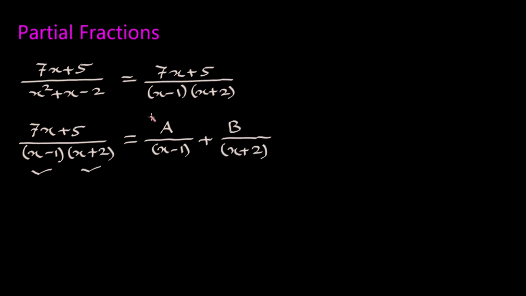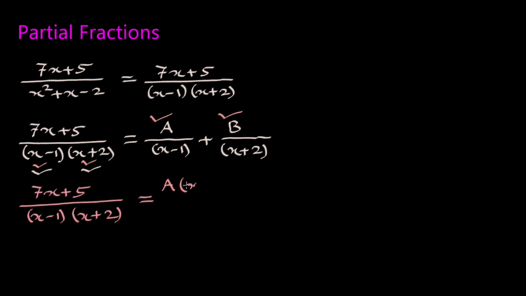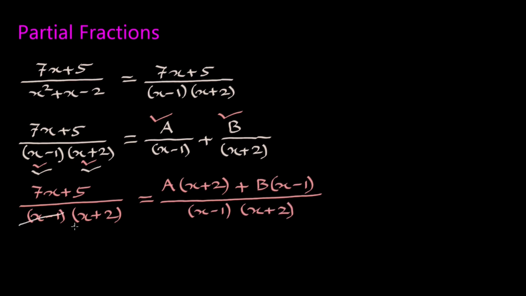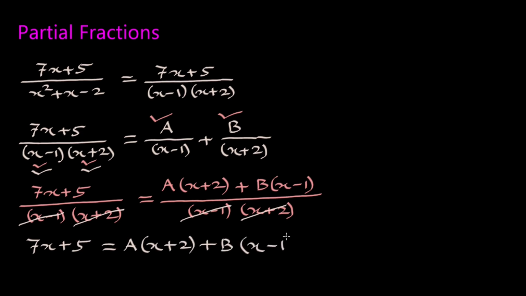Remember, there will be as many unknown constants as there are linear factors in the denominator. Since there are two linear factors, we have considered two unknown constants a and b. This will be equals a into x plus 2 plus b into x minus 1 upon x minus 1 into x plus 2. By cancelling denominator from both sides, what we finally get is 7x plus 5 equals a into x plus 2 plus b into x minus 1. Now we will use elimination technique to find out unknown constants a and b.